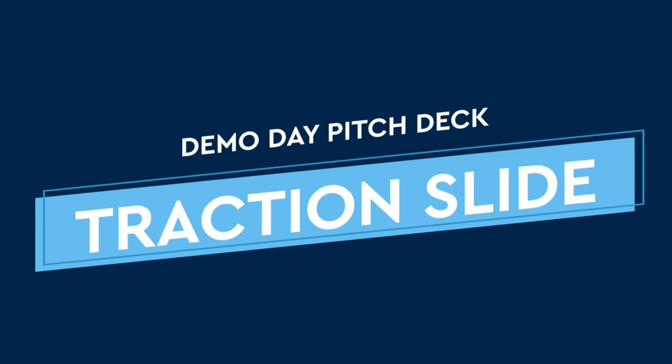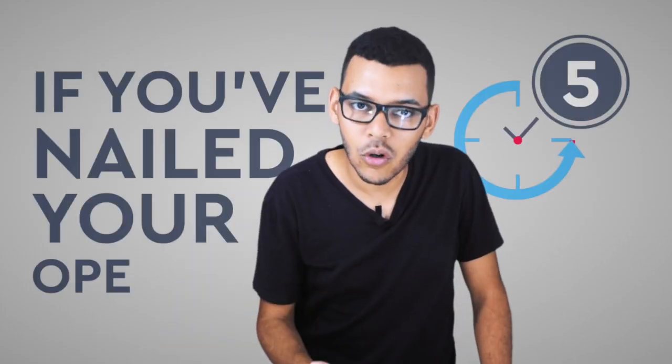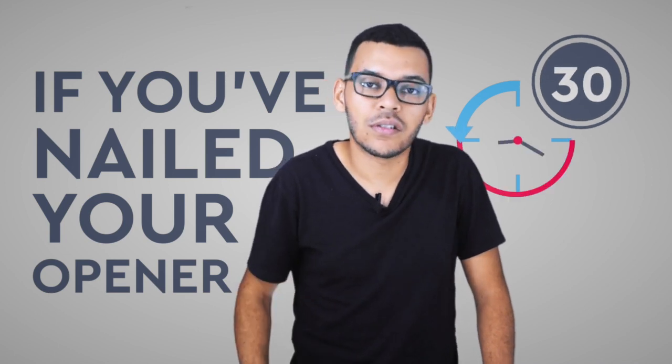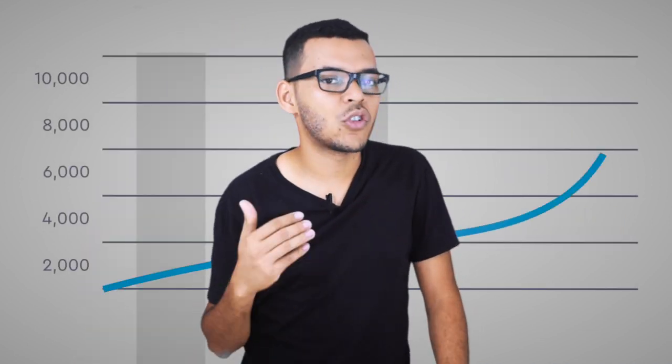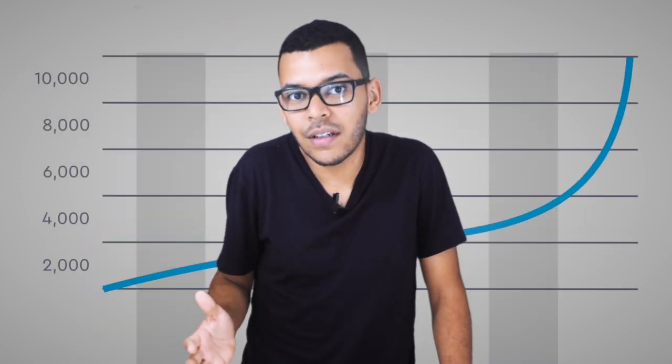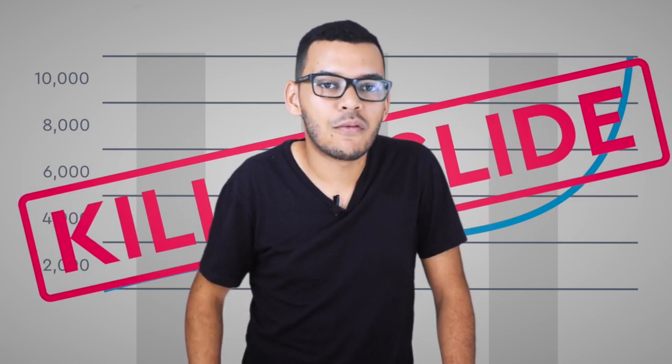Now the traction slide. Notice how it's been moved to the second place. If you've nailed your opener, you've now earned an extra 30 seconds of attention. The absolute best way to stand out is bragging about what you've accomplished. A lot of accelerators focus too much on the pitch itself, and your focus at all times should be on growth. Use this opportunity to show a hockey stick chart of your revenue. If you have it, then this is the killer slide right here.